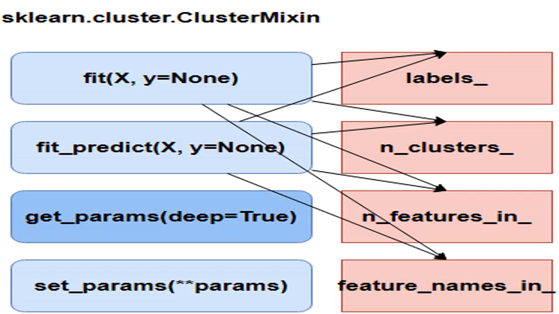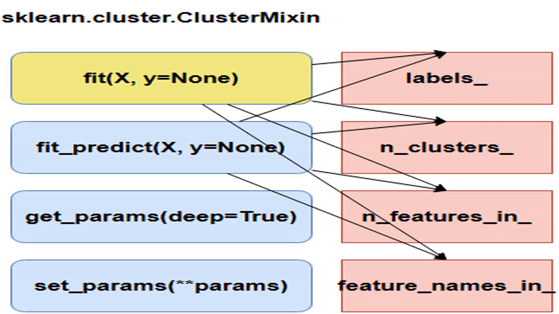get_params(deep=True): returns a dictionary of the model's parameters. set_params(**params): sets the model's parameters to the values specified in the params dictionary. labels_: a list or array that assigns a cluster label to each data point in X.